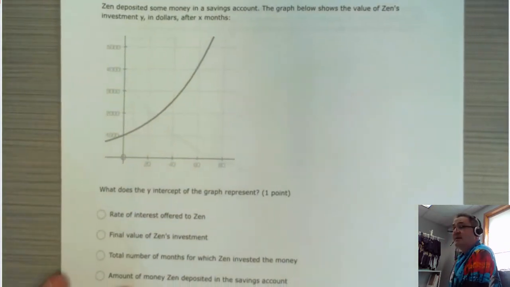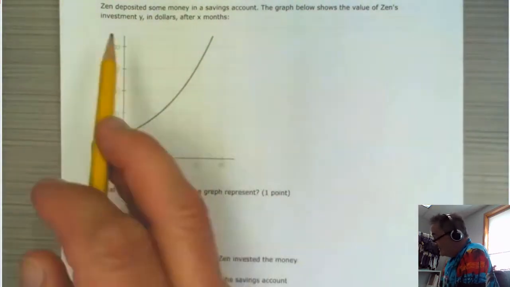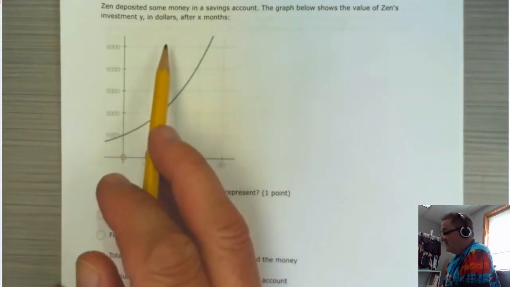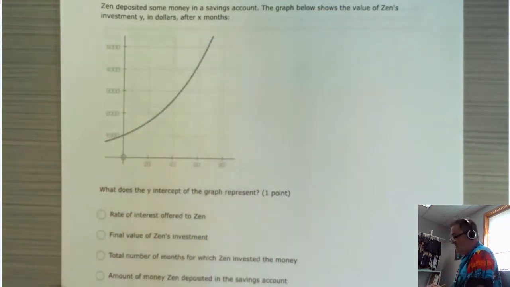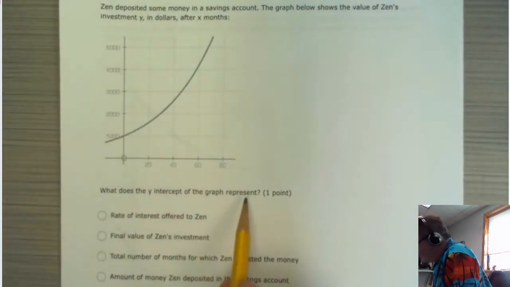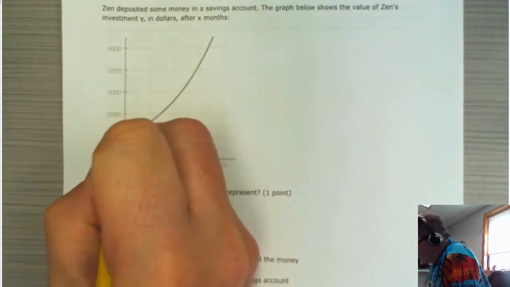Zen deposited some money in a savings account, and the graph below shows the value of his account, his investment, Y. So his investment is Y in dollars after X months. So the X is how many months? And it asks us, what does the Y-intercept of the graph represent? So that's the y-intercept right there at 1,000. So 1,000 is the y-intercept.